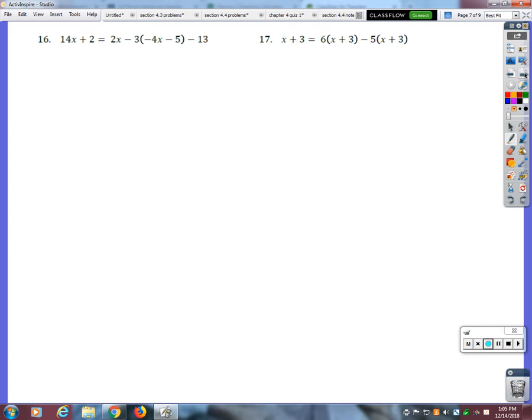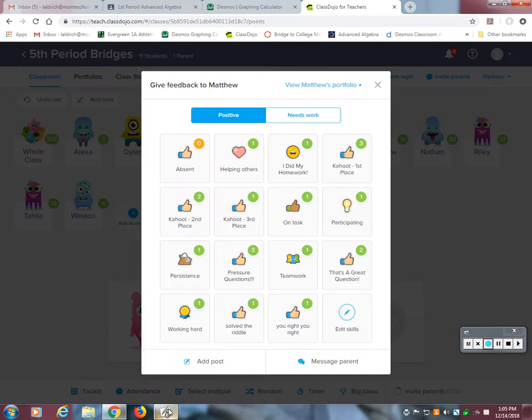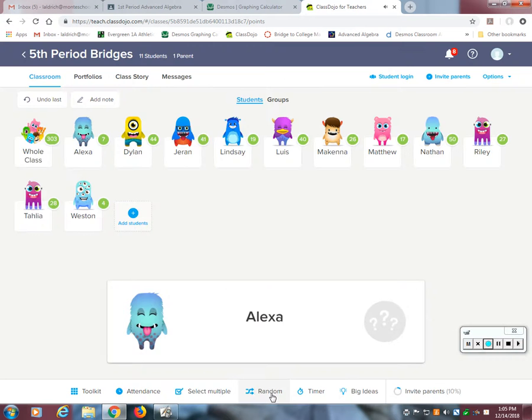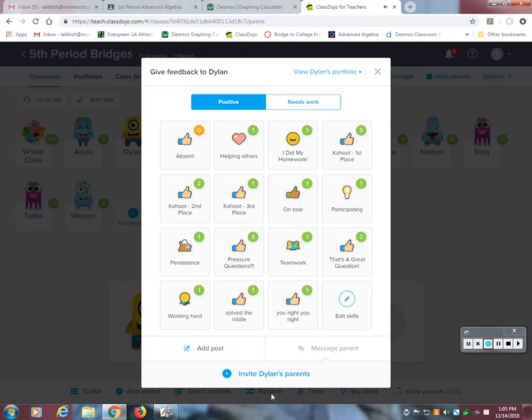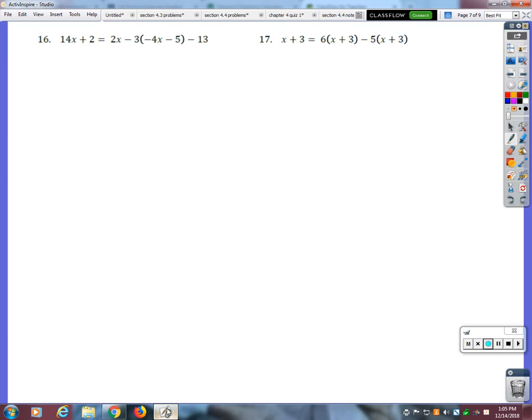Okay, how about number 16? This looks pretty much the same as the other ones. Dylan? Nope. This just kind of came at us out of nowhere.